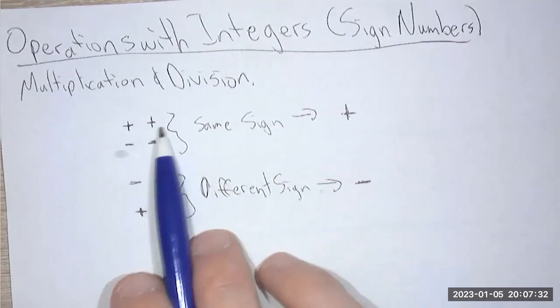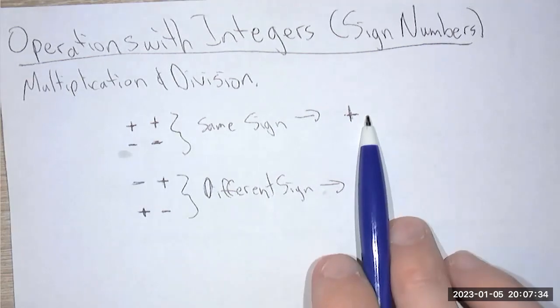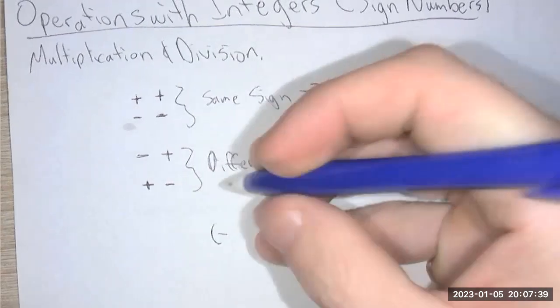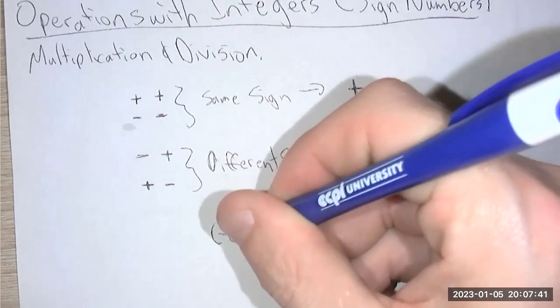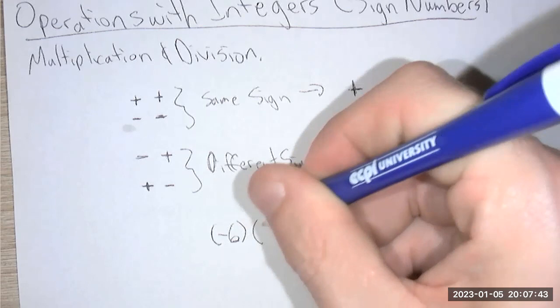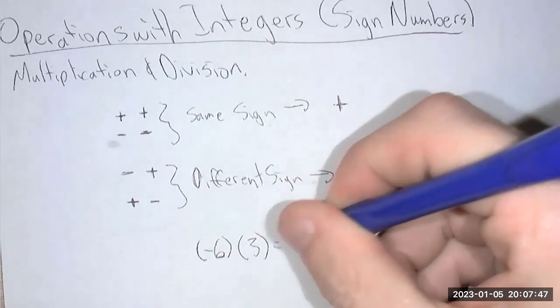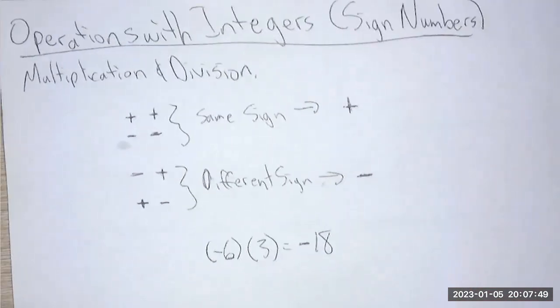But super simplistically, whenever it's the same, your answer is positive. Whenever it's different, your answer is negative. And again, it doesn't matter which one's bigger. It doesn't matter which one's first. If I had a -6 times a 3, all I care about is positive, negative, they're different. My answer is negative 18.